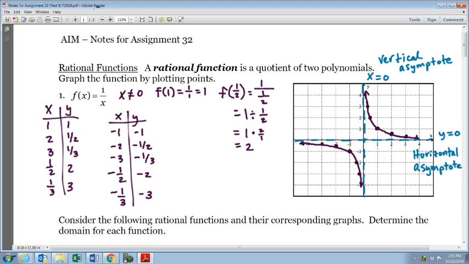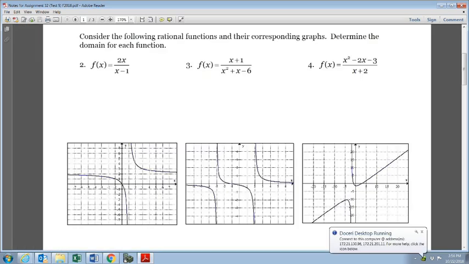And the only thing I want to add to what we already did here is let's write our domain. So basically that's going to be all real numbers except for 0. X can't be 0, so negative infinity to 0, and then 0 to infinity. All right, let's move on.